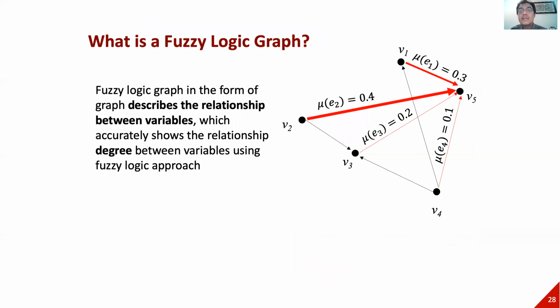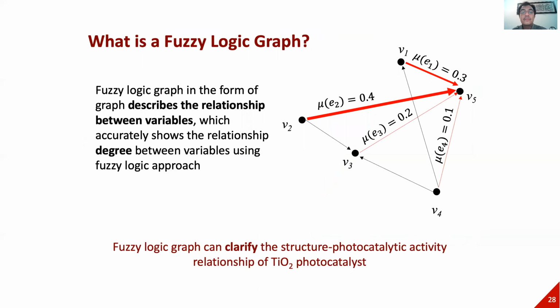So this is a fuzzy logic graph. For example, this fuzzy graph shows the relationship degree between variables nu1, nu2, nu3, and the nu4 to nu5. From here, we can see that 0.5 is the largest membership value, which represents the dominant variable in this relationship. Therefore, a fuzzy graph can clarify the structure photocatalytic activity relationship of the titania photocatalyst.